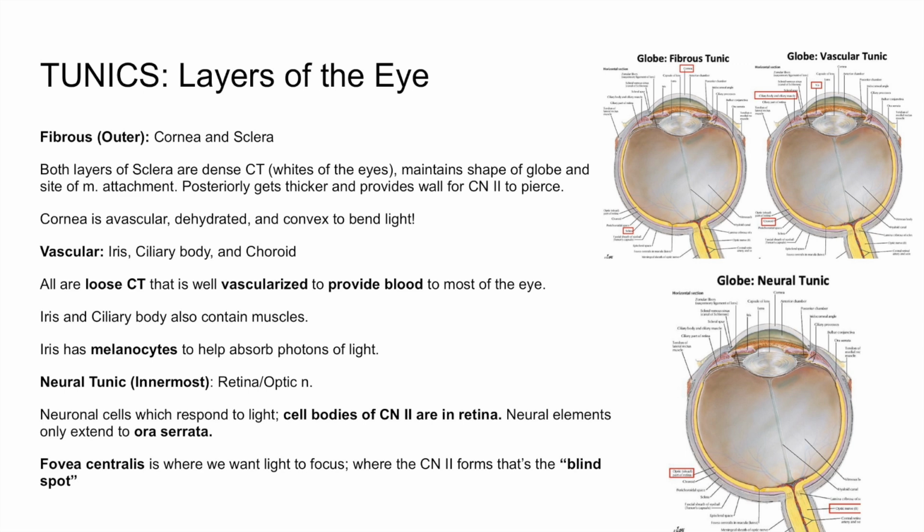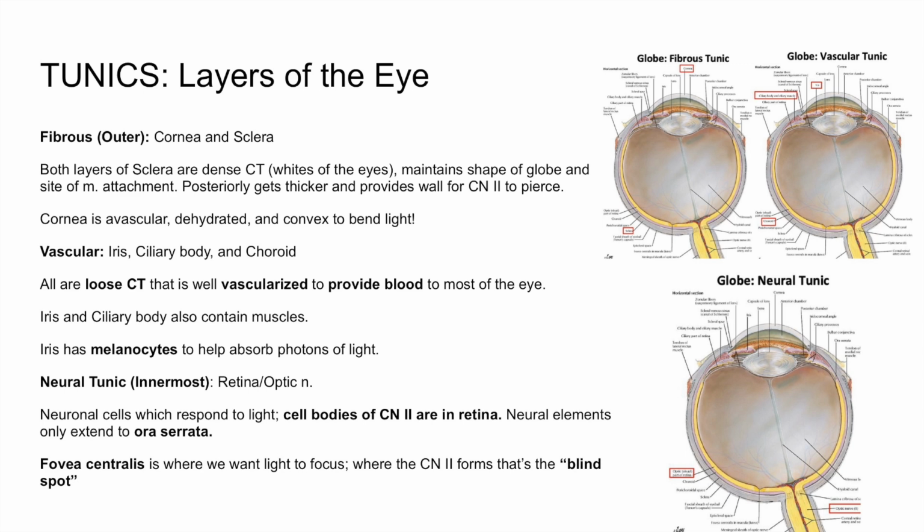The sclera is the dense connective tissue that forms the white of the eye, and its main roles are to maintain the shape of the globe and serve as an attachment point for those extraocular muscles. Posteriorly, the sclera thickens and provides the structural support where the optic nerve, also known as cranial nerve 2, exits the eye. The cornea, in contrast, is specialized for vision.